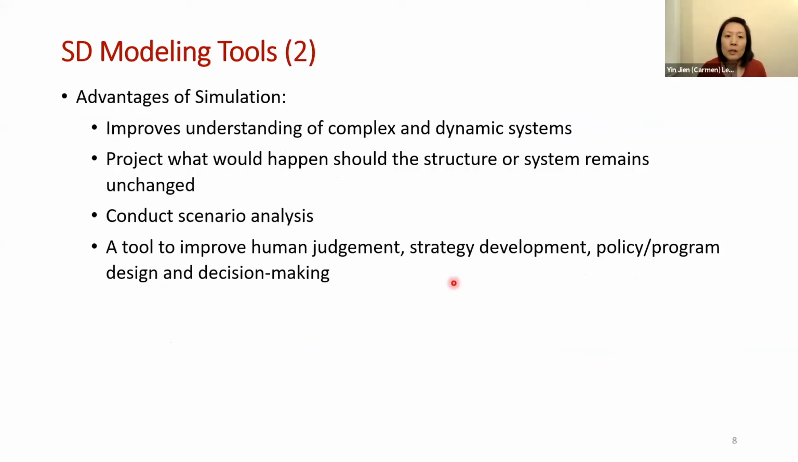The advantages of using simulation in research include improving our understanding of the complex system and dynamics within the systems. We can use simulation to project what would happen should the structure of the system remain unchanged. We can also use the simulation to conduct various scenario analyses in order to find the best scenarios that we would like to achieve. Or we can use simulation as a tool to improve human judgment, strategy development, policy or program design, and or decision making.